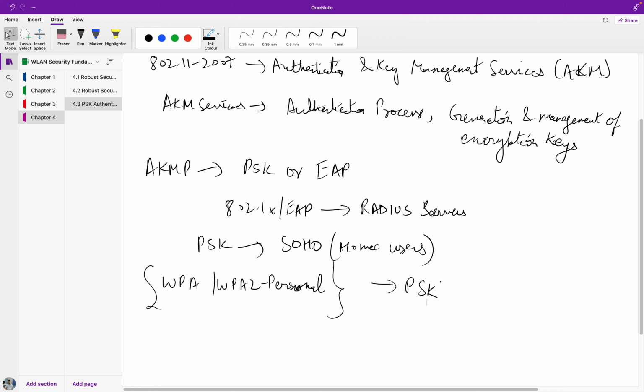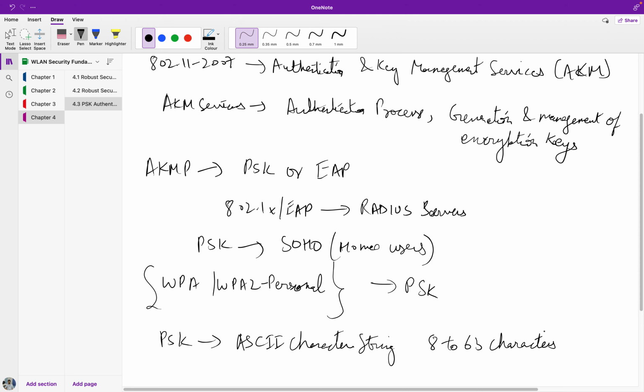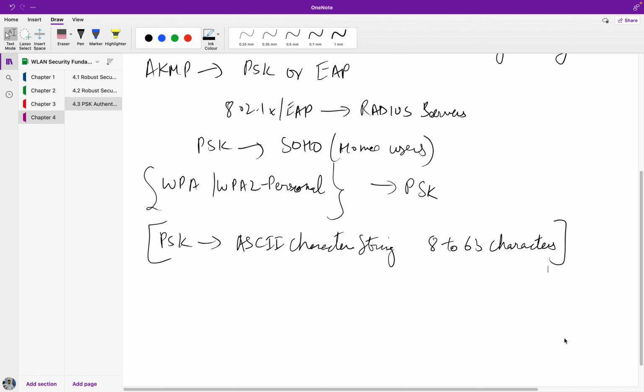Personal is for personal use, like my home use. Remember it this way: it has to be PSK. It's simple in configuration. Always remember this. WPA, WPA2 personal allows an end user to enter a simple ASCII character string as the password, which can be from 8 to 63 characters. This is what you're doing when you enter the password for the pre-shared key in your home network also.